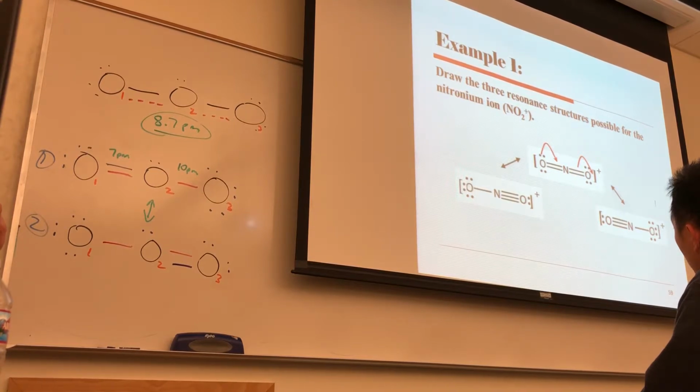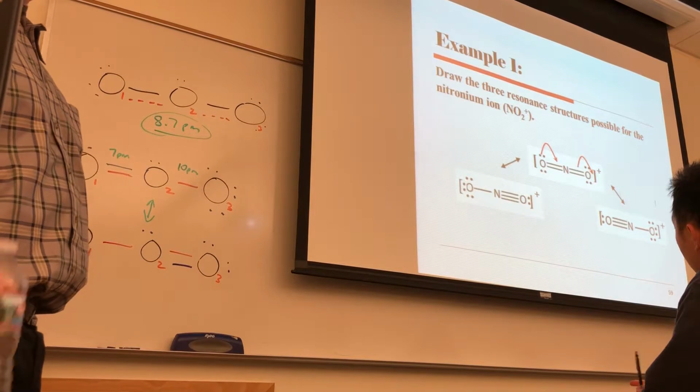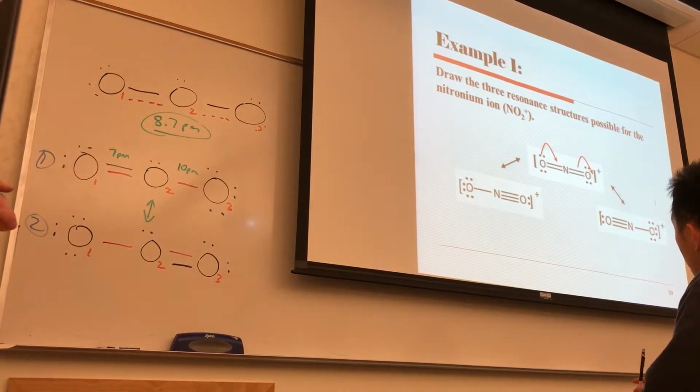Why are these considered resonance structures? Because they all have the full octet for everything in every shape. They all fit the Lewis structure. The atoms are all connected in the same way.